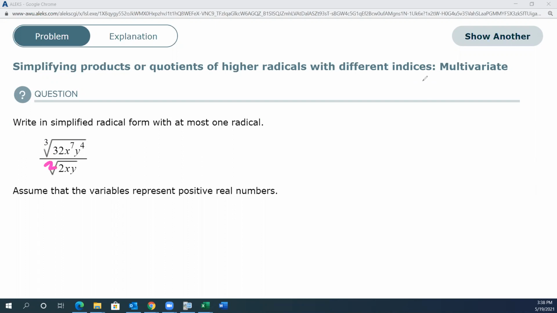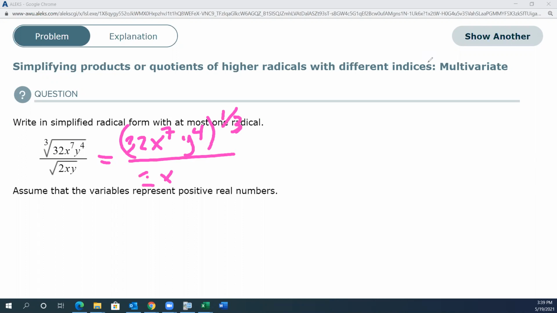We've got a 3 and a 2. Remember, square root is just second index. So they're not the same thing. So I can't just say, well, let's just make it all one radical and everything will be groovy and good, you know. So instead, we need to do something just a little different. We need to convert to exponent form. So that'll be 32 x to the 7th, y to the 4th, to the 1/3 power. Convert that third root to 1/3 power.